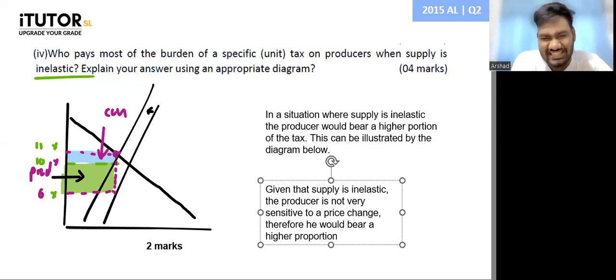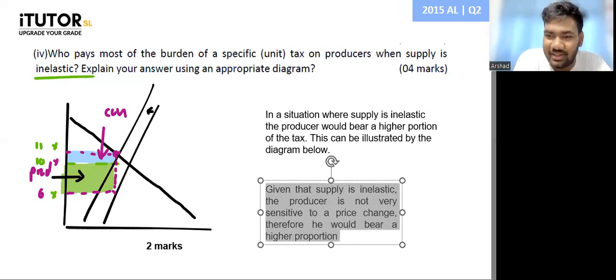Even if the price changes, he will still supply the same quantity, inelastic. So with the tax, the price changes, so he doesn't care. He just goes on and supplies that same amount. So therefore he ends up bearing a higher portion of the tax. So something like that you can give.